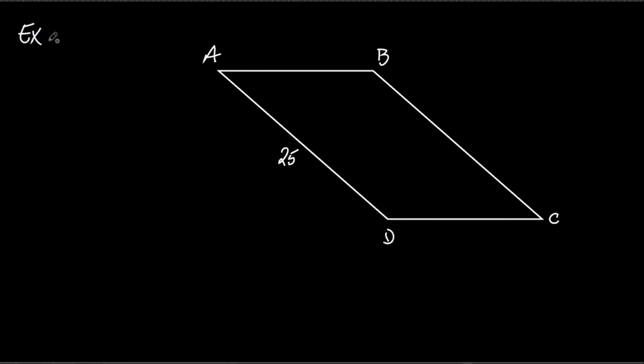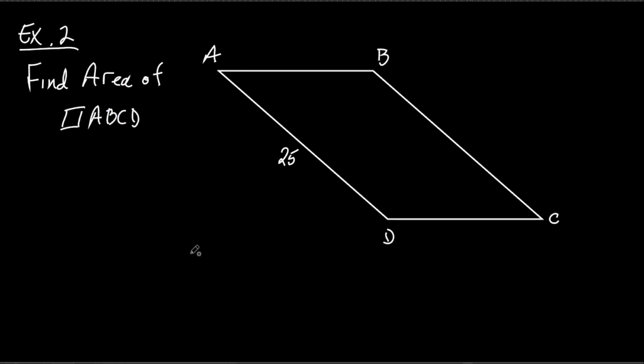And here's what the problem says. This is example 2. Okay, they say find the area of, what's that little symbol? Parallelogram ABCD. So do you have to see that there's parallel sides on here and all that? No, they don't have to show that. They told you it's a parallelogram. So everything that is true about a parallelogram is true about this thing.